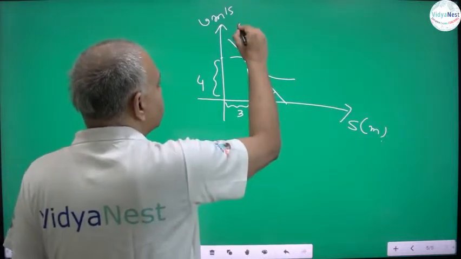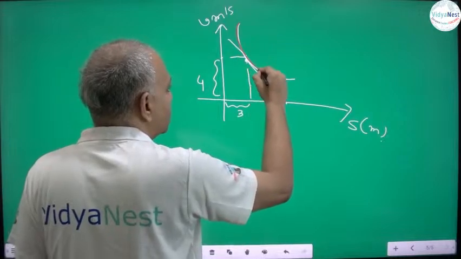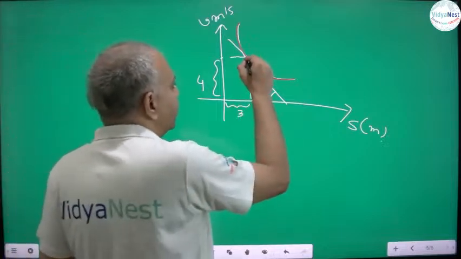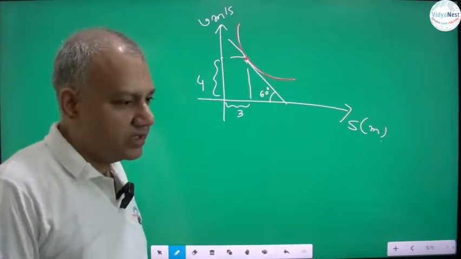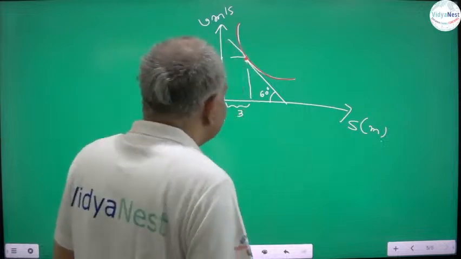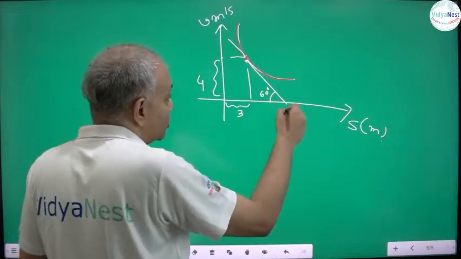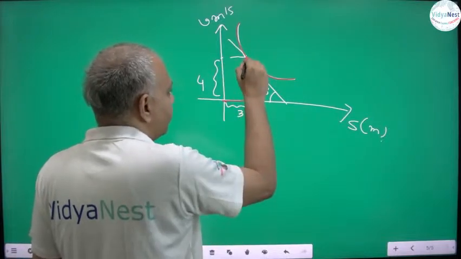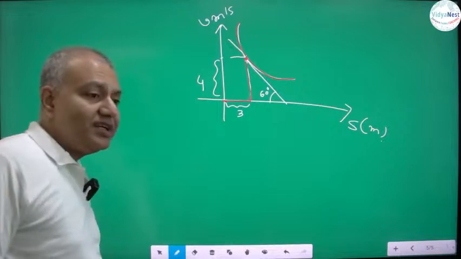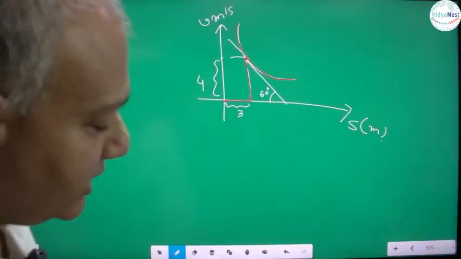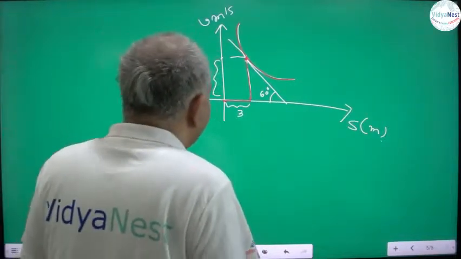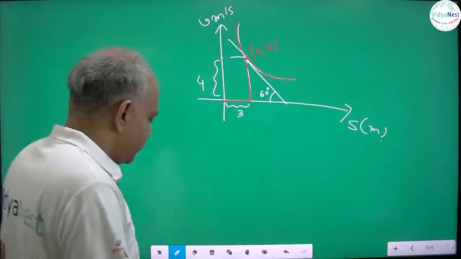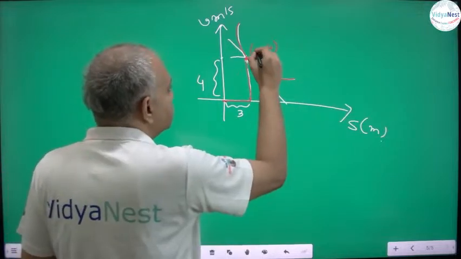Let me change the color. This is the graph, and in the graph, that is the tangent to the velocity-displacement graph at this point, and the coordinate of this point where the tangent has been drawn is 3 and 4. Children, tell me, I have got the coordinate of this point as 3, 4. Very good, very nice, no problem.